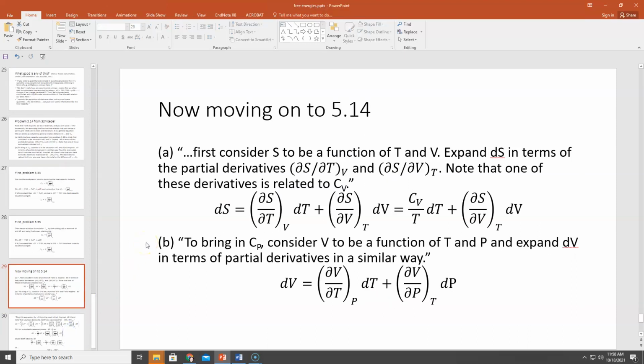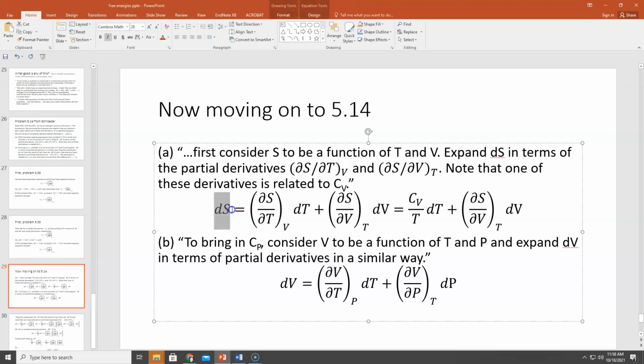Okay, so that was problem 3.33, and now we're moving on to problem 5.14. To remind you, it said, first consider S to be a function of T and V and expand dS in terms of the partial derivatives, partial S with respect to T and partial S with respect to V. Note that one of these derivatives is related to C sub V. Okay, so this isn't really thermodynamics so much as just straight up calculus, okay?